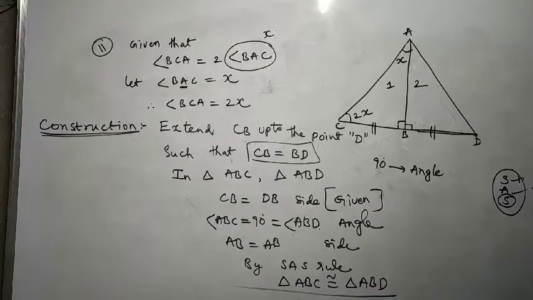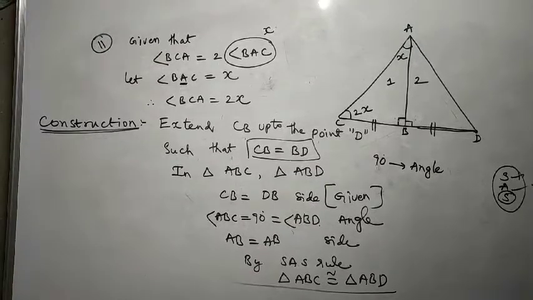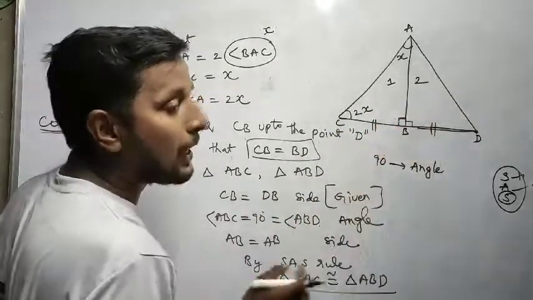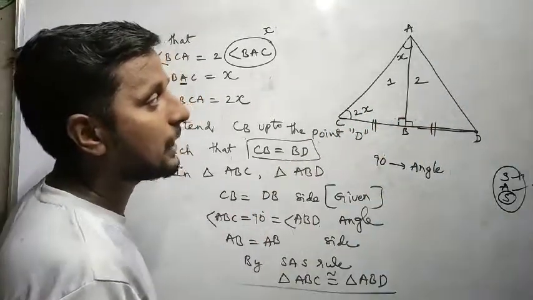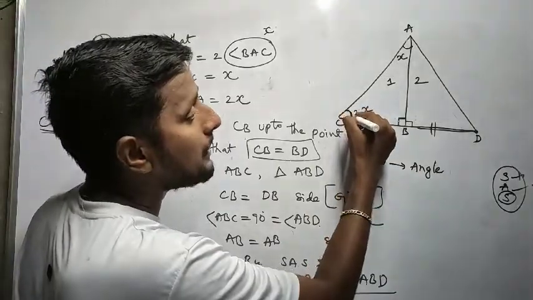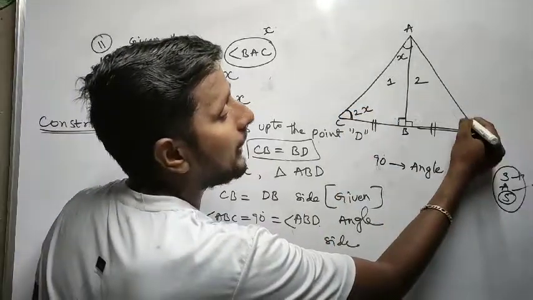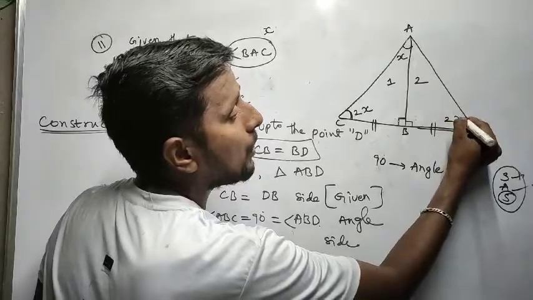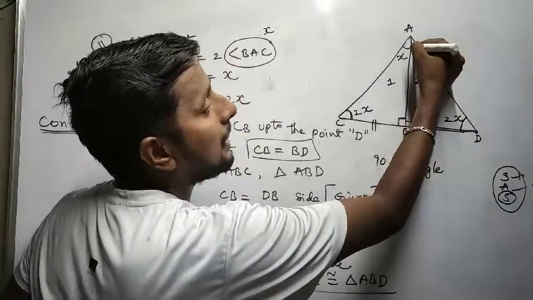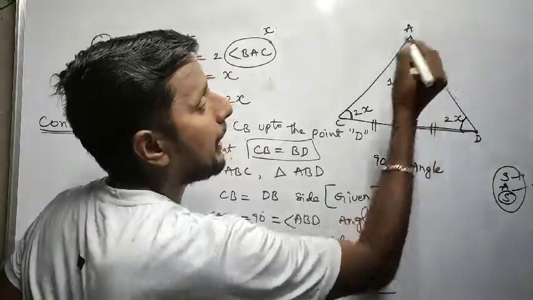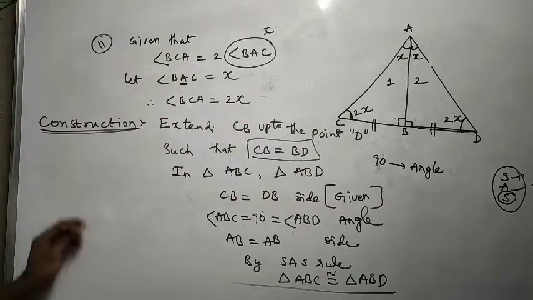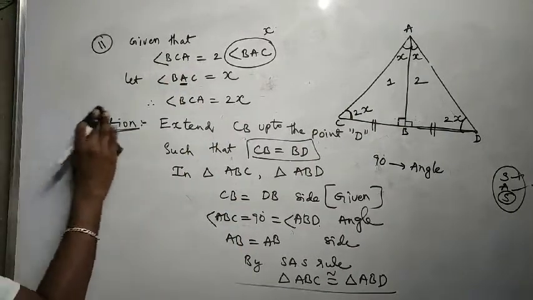Just look at the congruence ones. What does congruence tell us? Triangle ABC is congruent to triangle ABD. That means these two are equal, so corresponding parts are equal. Look, the corner angle is 2x, so here I'll write the angle also 2x. Look, the corner angle is x, so the other part is also x. Now I'll erase.